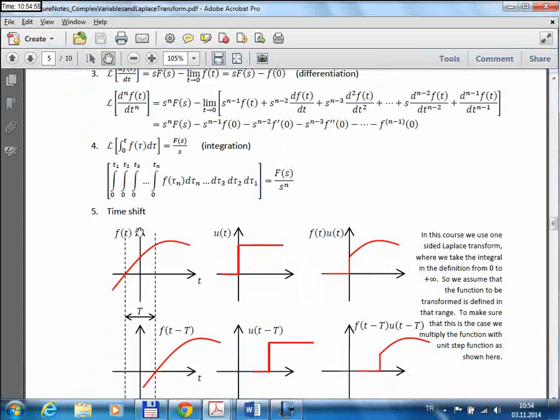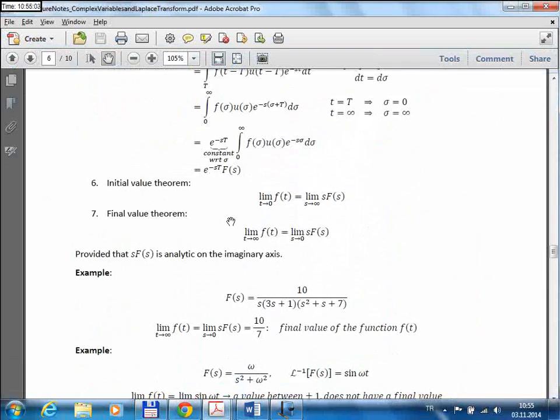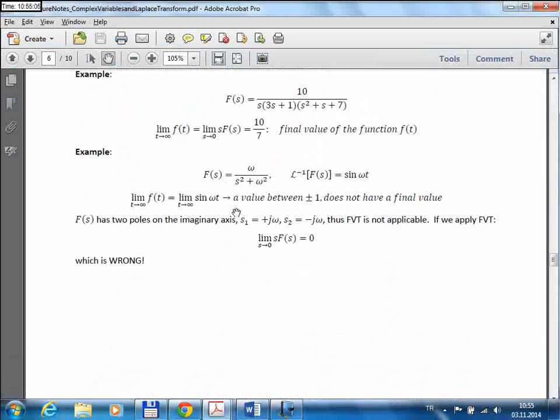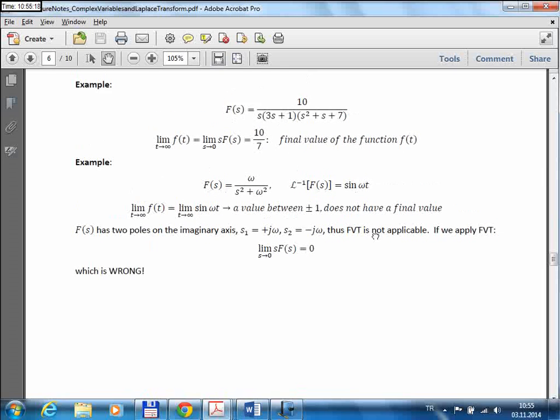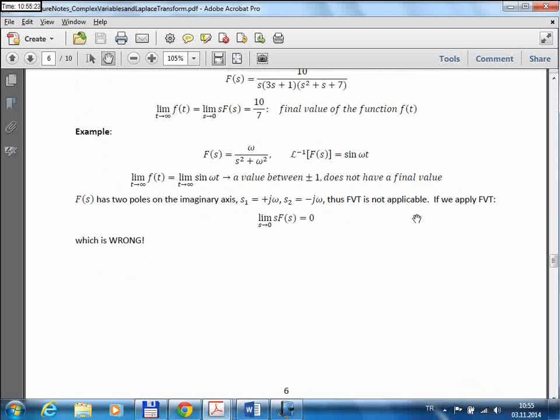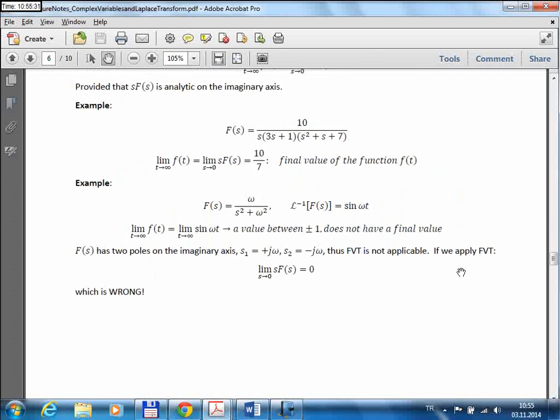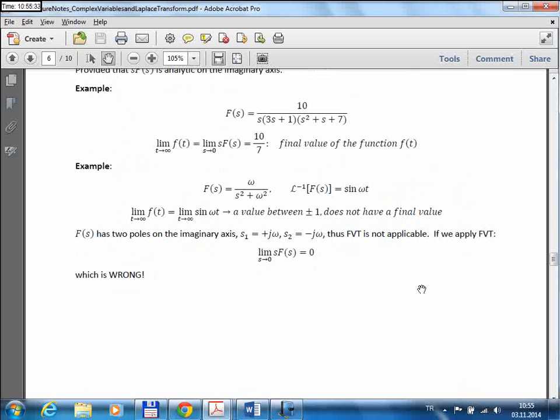There's the integration property, and then there are time shift and complex shifting properties, together with these initial and final value theorems. And keep in mind that these are not the complete list of Laplace transformation properties. You can find some other properties that are less frequently used for this course, so that's why I didn't include any other property here. But if you want to use Laplace transformation for more complex problems, then you may want to take a look at more detailed properties of Laplace transformation.